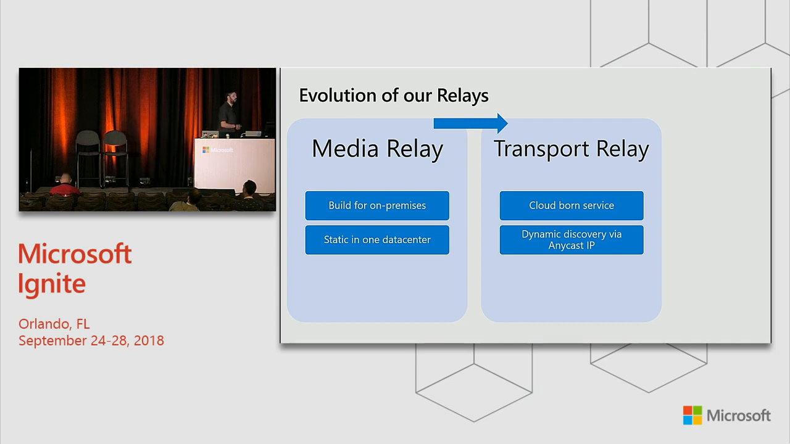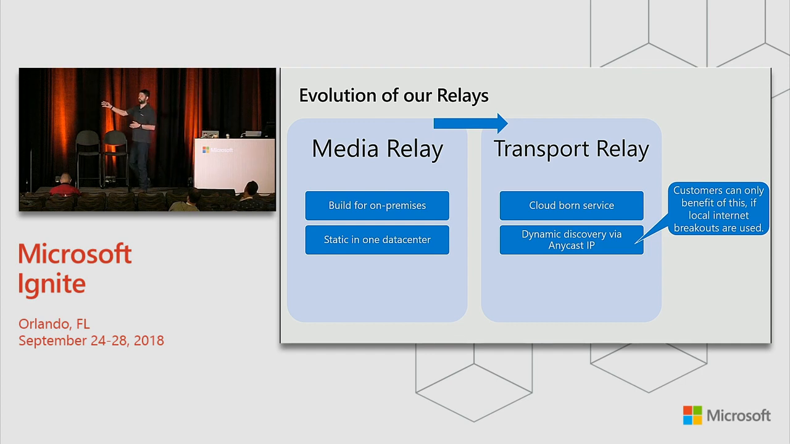Doesn't work in a cloud world. So what we've done is we've gone to transport relays, which are independent of our pools. And they actually use dynamic discovery via an anycast IP, so you always get to the closest transport relay. Caveat, this only works if you're using local internet breakouts. As soon as you use centralized internet breakouts, this is broken. You no longer get any advantage of this, and you might even get a disadvantage. Don't use centralized internet breakouts.